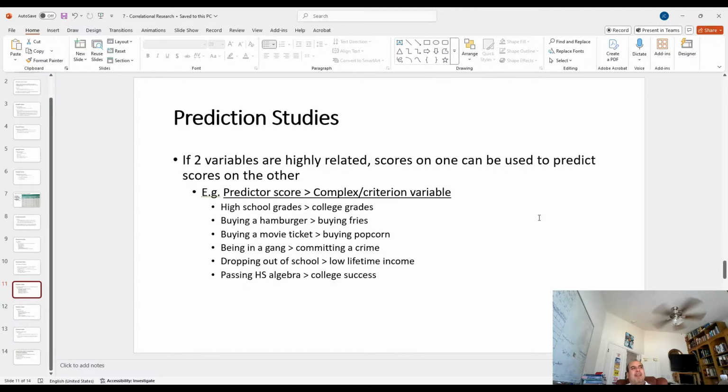Almost all places, the hamburger may be cheap, but the fries are really expensive, because they know almost nobody buys a hamburger without buying fries. There's a very high chance that one is going to predict the other, right?